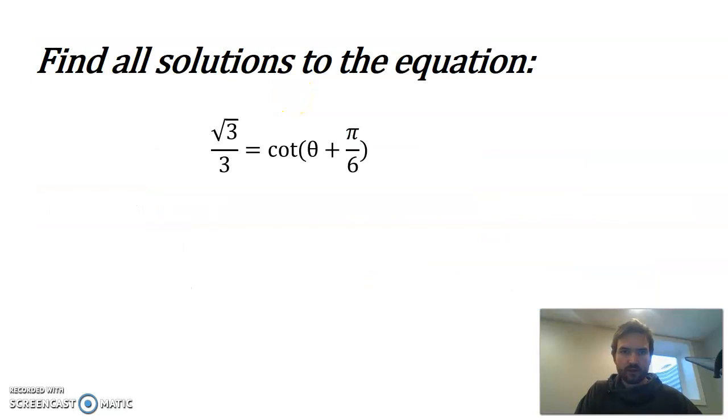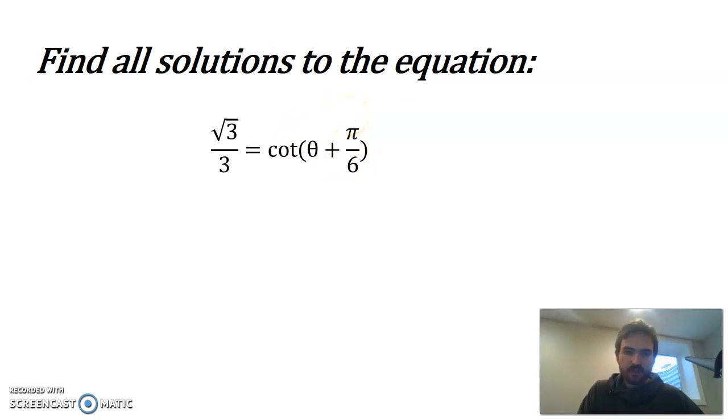Cool. Going to go through another problem now that's a little bit more extensive. We have square root of 3 over 3 is equal to cotangent of theta plus pi over 6. Again, the first thing we want to think about with a problem like this is getting our trig function by itself on one side of the equation, and we have that right now. We have our cotangent and its argument, theta plus pi over 6, by itself. So we don't need to worry about this pi over 6 for the moment, but now we're ready to figure out what our argument would be.